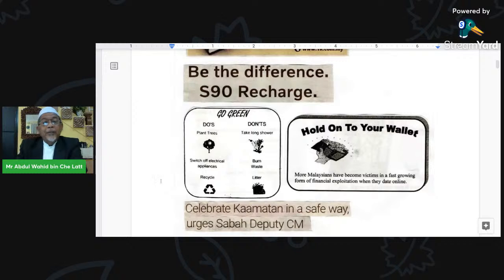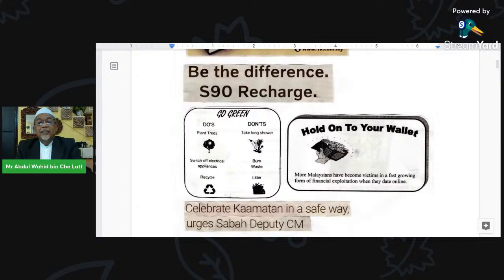Okay, go green. We have do's and don'ts. Plant trees. Switch off electrical appliances. Recycle. The don'ts: take long showers, burn waste, and do not litter. So all the words, plant in base form, switch off in base form, take base form, burn base form, and they are positioned at the beginning of the sentence. And all those sentences are showing instructions.